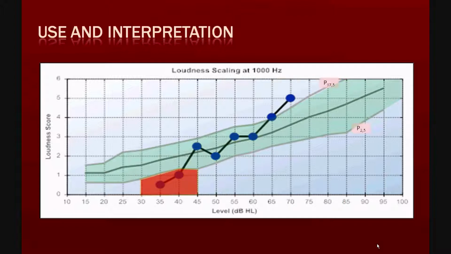Likewise, if scores fall in this area, sounds of 30 to 45 dB are perceived too soft. In cochlear implants, this may typically influence the settings of the T levels.